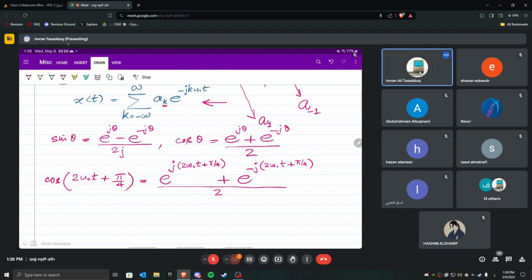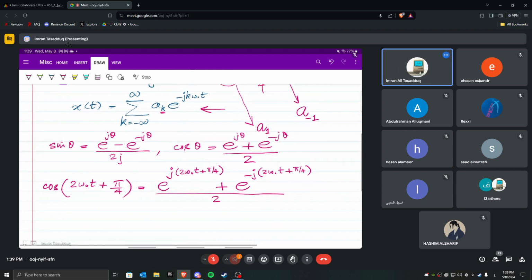Now, if you look at the original Fourier series equation, you can see that in the original equation we have this e to the power j k omega naught t. So if you compare this with this, here, if you look at this j 2 omega naught t, what is the value of k here?